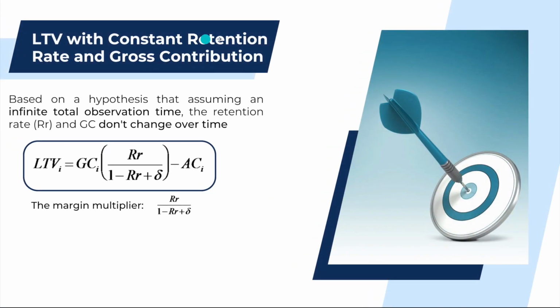LTV with constant retention rate and gross contribution. Based on a hypothesis that assumes an infinite total observation time, the retention rate, RR, and GC don't change over time. From the above formula, LTV including customer retention probabilities, we have the formula: the margin multiplier. Applying this formula, we can calculate faster and more simply than with the above formula.